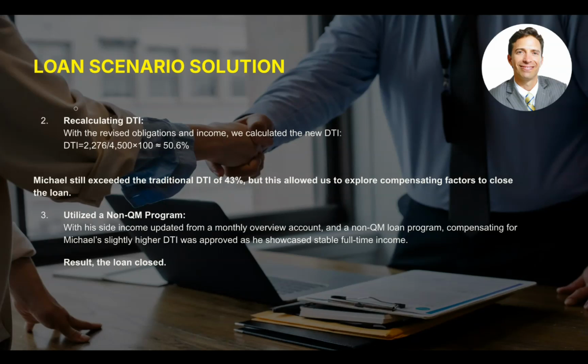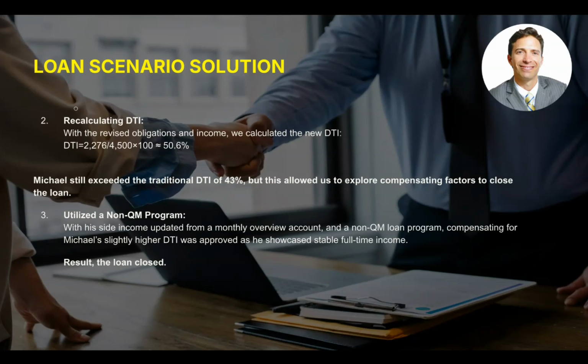Now, what are compensating factors? Compensating factors can be anywhere from having a really good credit score to coming in with a high down payment or having a large amount of savings that the underwriter or the bank can actually use as a compensating factor, which will allow the borrower to still move forward with the loan.